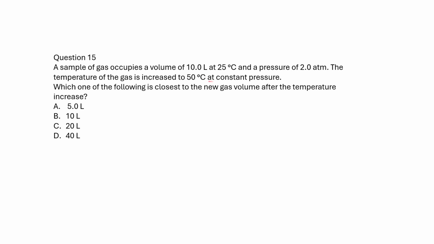Consider a gas sample starting at 10.0 L, 25 degrees Celsius, and 2.0 atm. As the temperature rises to 50 degrees Celsius, while pressure and the amount of gas remain constant, the volume of the system becomes directly proportional to its temperature. This proportionality allows us to calculate the new volume at 50 degrees Celsius.